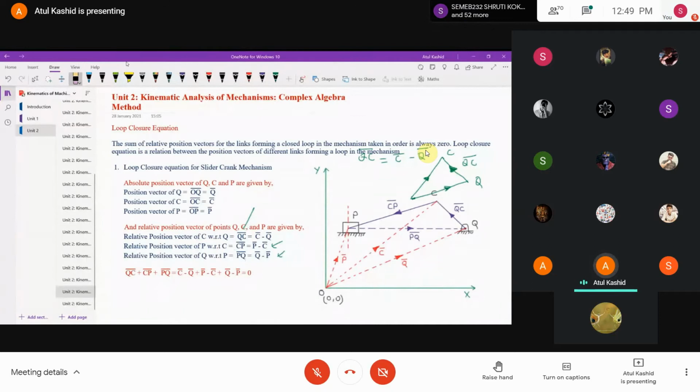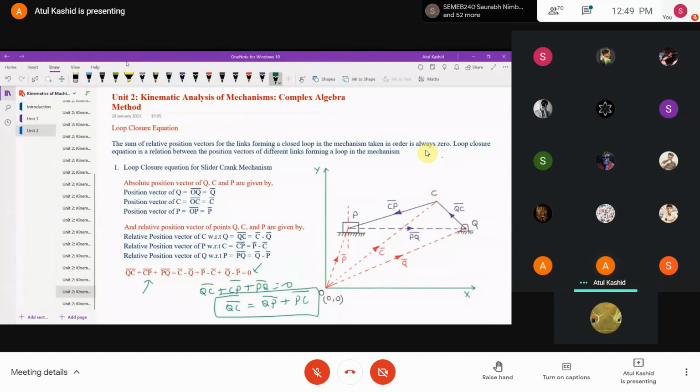Then very simple, as per the loop closure equation, we'll get the addition of all the relative position vectors, QC bar plus CP bar plus PQ bar, that is equal to C minus Q plus P minus C plus Q minus P, right? So we'll get it as 0, right? So this equation, QC bar plus CP bar plus PQ bar is equal to 0. Or we can write this equation as QC bar equals QP bar plus PC bar. This is also correct, right? So this is the loop closure equation for the slider crank mechanism.